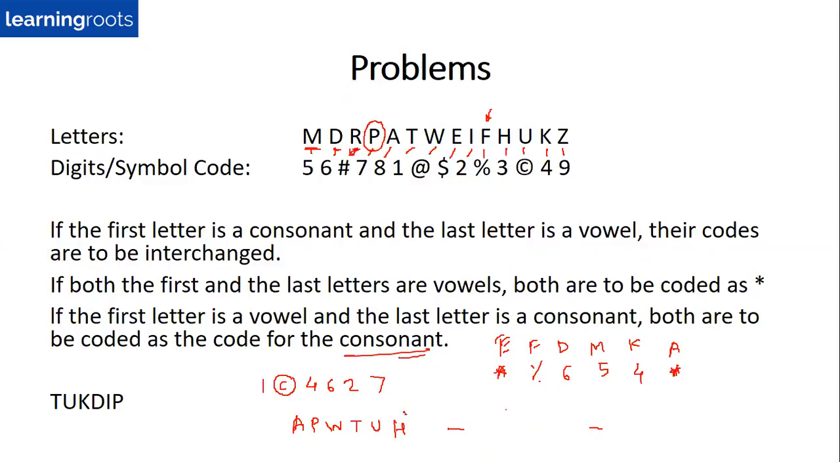So the consonant in this case is H, code for H is 3. So it will start with 3, it will end with 3. And then you have P, W, T, U in between. So P, W, T, and U. Okay, so that's how your code will appear.